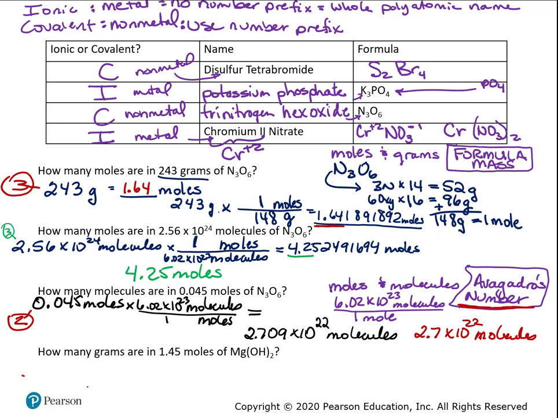So I've got to find the formula mass. So this isn't the same molecule. It's not N3O6. This is Mg(OH)2. So I need to find the formula mass for Mg(OH)2. So what do I do first?